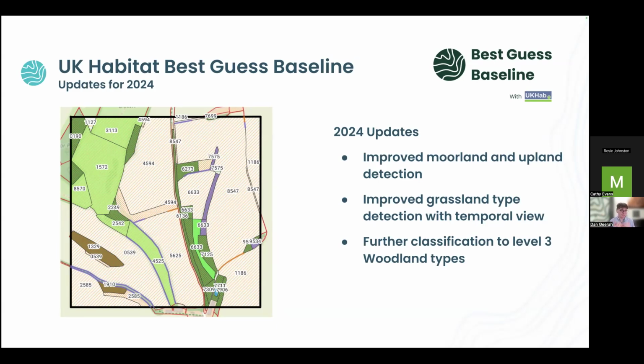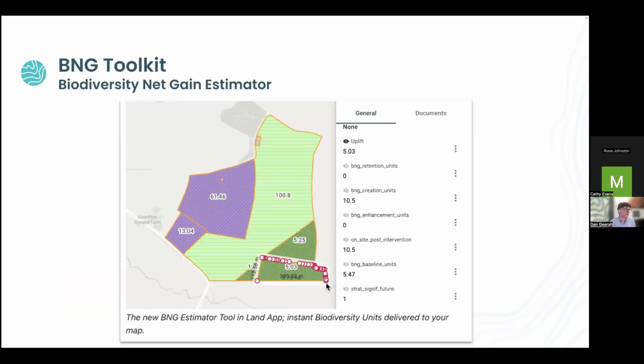So if anyone is using the Best Guess Baseline, we call it a best guess for a reason. We're not guaranteeing that it's correct, but it's a really good starting point. But the more that users can contribute back to the system, the better we can improve the models. So anyone who is using UK Hab data and wants to contribute, please do get in touch, because it's a really nice process for us to ensure that we can improve that service.